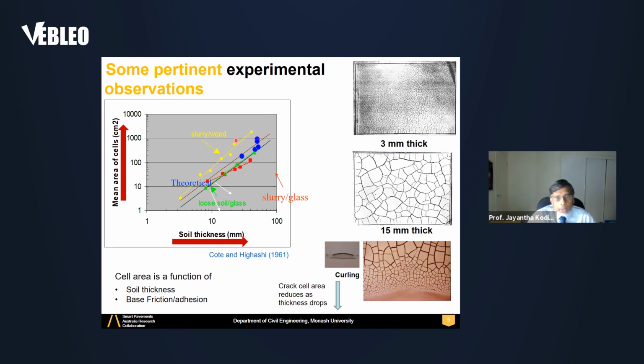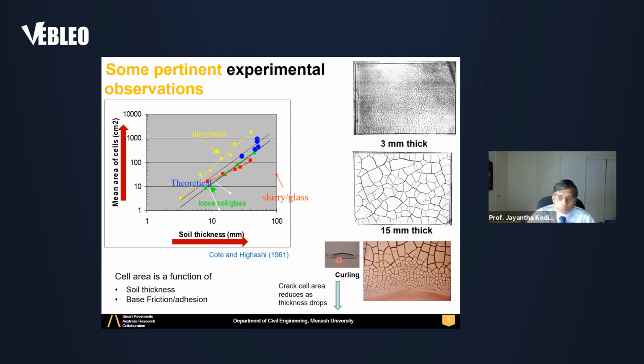Another thing you can see is that this bunch of lines refers to the basal interface, the friction between soil and the box material. If you have more friction at the base, you get different behavior. In contrast, with a material like glass, which has less friction, you get smaller mean cell areas. So soil thickness is very important, and base friction and adhesion are very important.